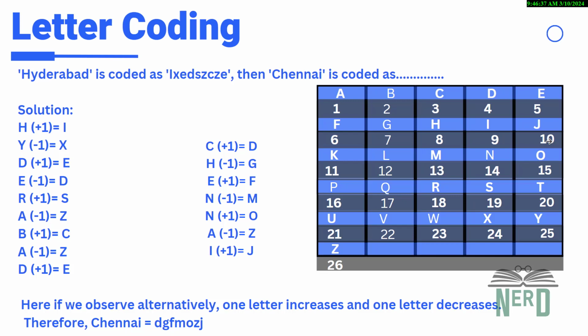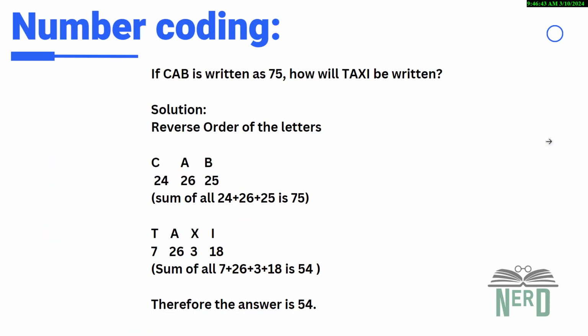So guys, that's all for today, and in our next thing we'll talk about blood relation and other stuff, right? And again here one more question is there. As you see, if cab is written as 75, how will taxi be written? So in the simple case, cab is C 24, A 26 and B, because it's the backward position, right? It starts with Z. So in that way you can just get the answer.